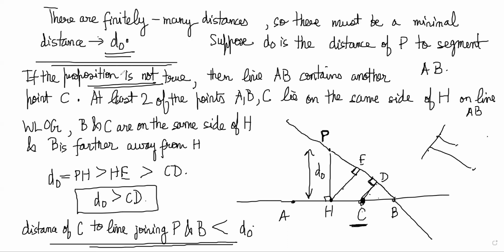So the proposition is true: the line AB cannot contain another point C. There is a line AB such that it does not contain any other third point. Because as soon as it contains a third point, we will always be able to construct a smaller distance. And that will mean that we don't have a minimal element in this finite set of distances, right? That is a contradiction.